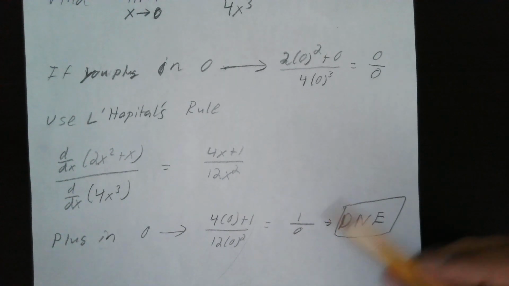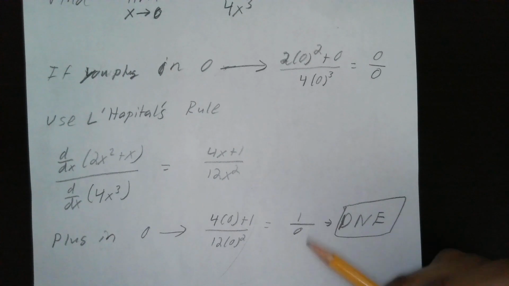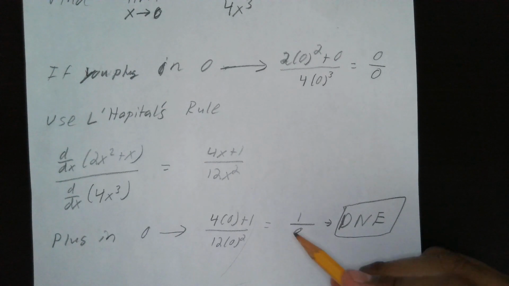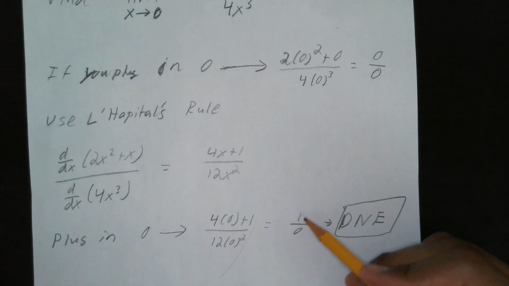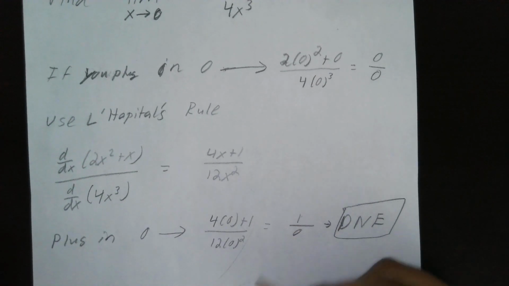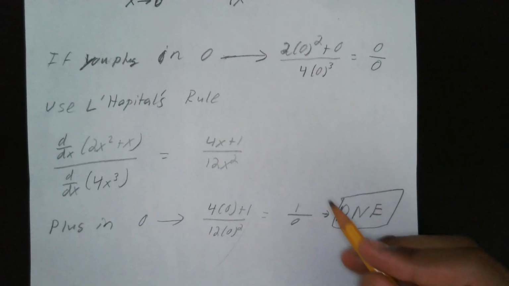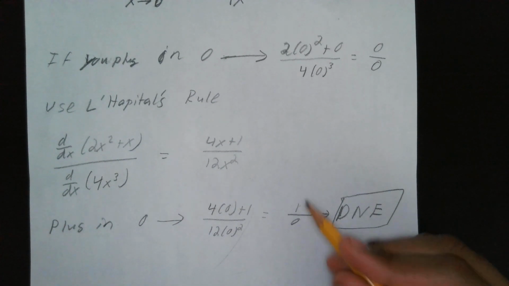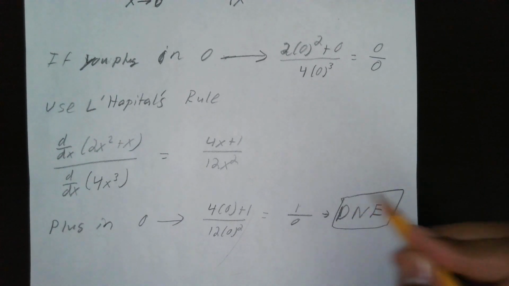It's not like you can try using L'Hopital's rule again and hopefully get a real number solution as your limit. That's not going to work, because here we got 1 over 0. We don't have the forms discussed previously: we don't have a 0 over 0, and we also don't have an infinity over infinity. So we can't apply L'Hopital's rule again, and the limit does not exist.